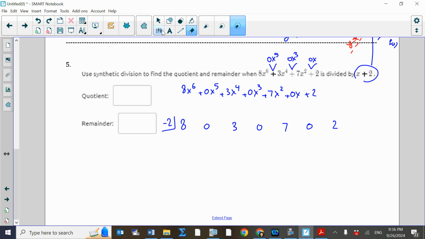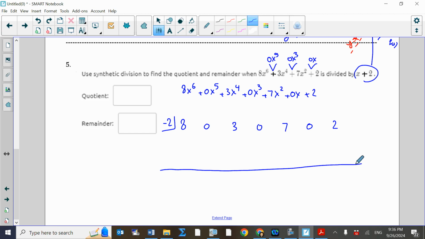I'm going to erase this. Okay, now let's start the division. So we need to bring the first number down here. That's 8. I'm going to bring it down here. So this is 8. Now multiply 8 by negative 2. That's negative 16. Now add 0 and negative 16, which is negative 16. Multiply negative 16 by negative 2. It's 32. It's positive 32. Add these together. 3 plus 32 is 35.